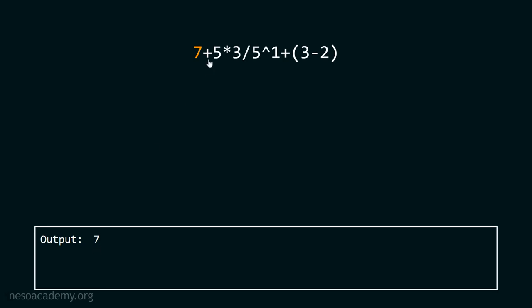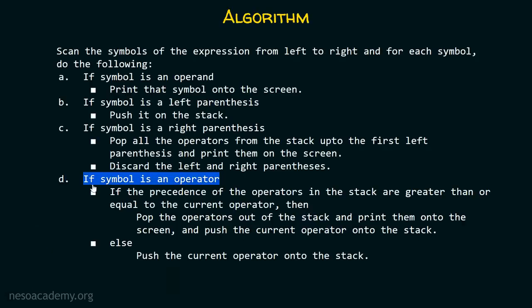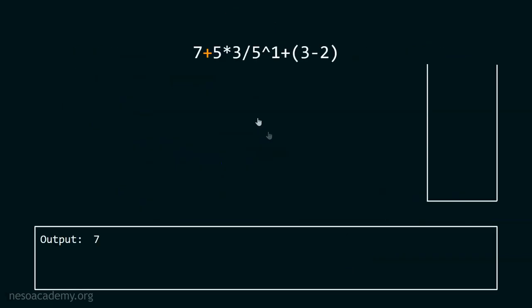After this, we have encountered this plus symbol. Now this is an operator. So if the symbol is an operator and if the precedence of the operators in the stack is greater than or equal to the current operator, but currently there are no elements in the stack, this condition will not be satisfied, hence we'll come to the else part. We'll simply push this current operator onto the stack. We have encountered plus, therefore we'll put this symbol onto the stack.